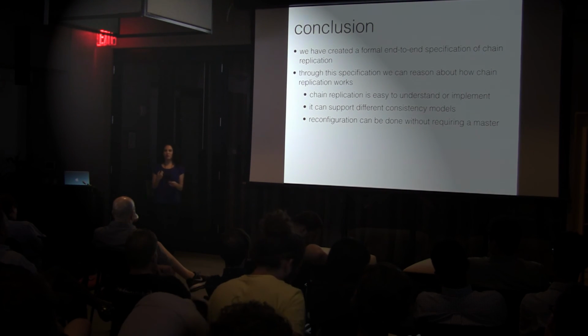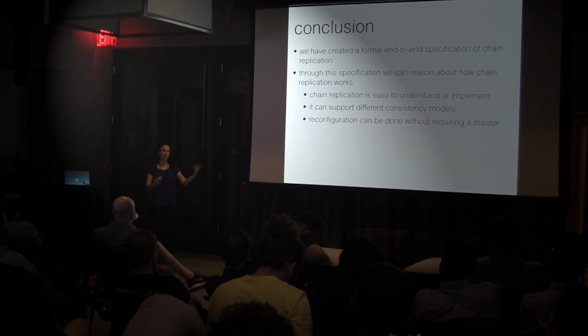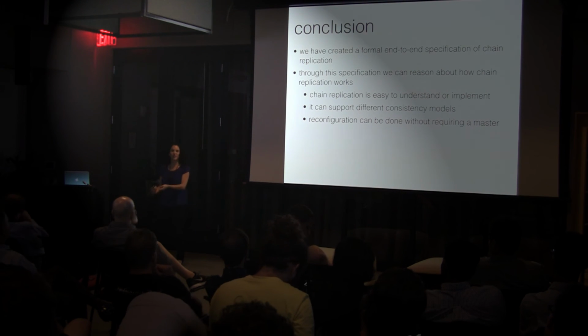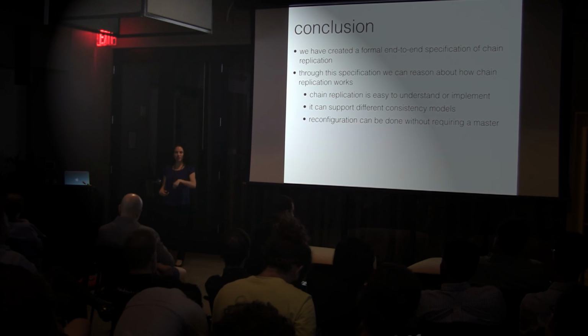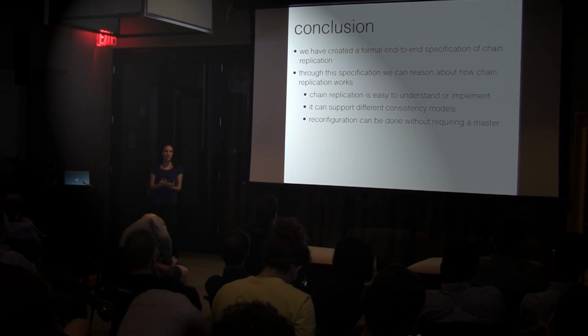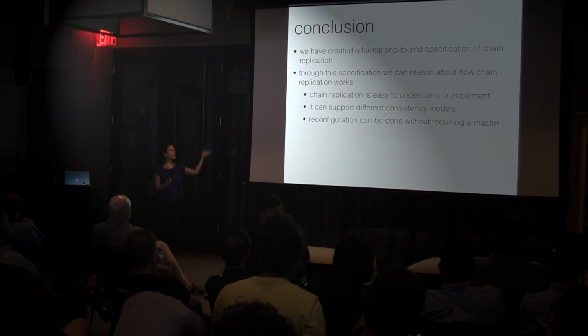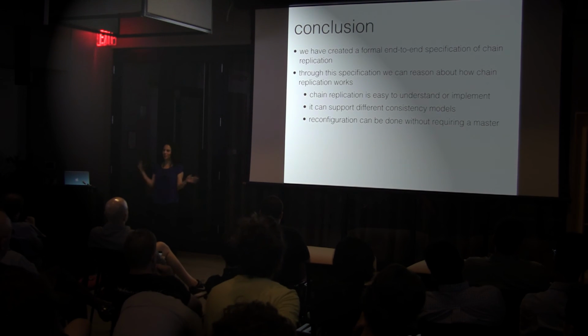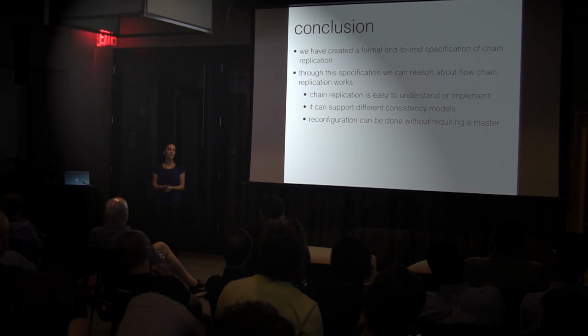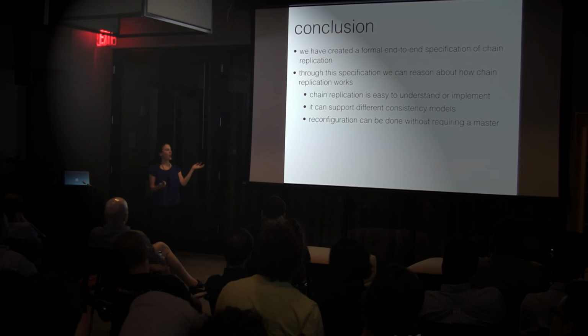And now, as we just talked about, you can reason about why things happen the way they do, and how you can support different consistency models more easily. So this makes chain replication hopefully a little bit easier to understand and implement. And we hopefully solved the reconfiguration problem, and then we can also support different consistency models.